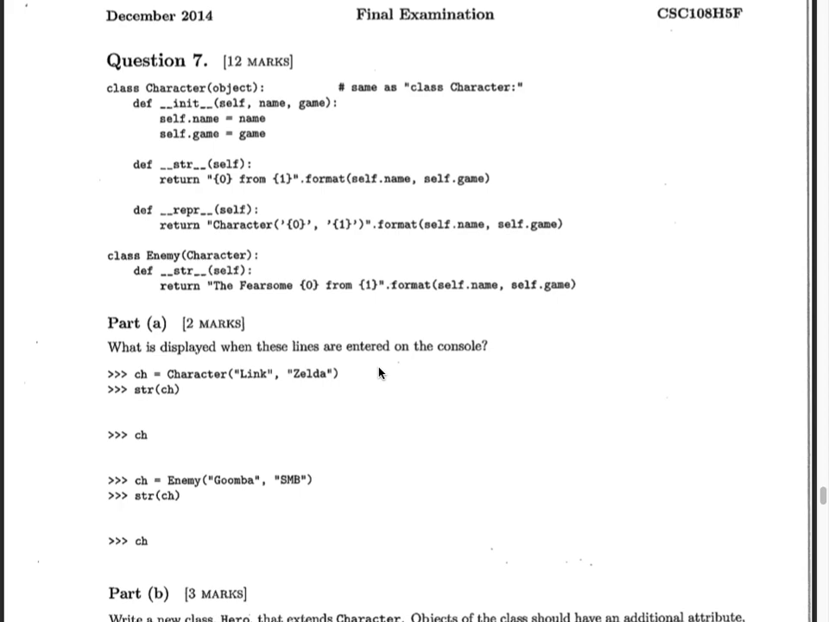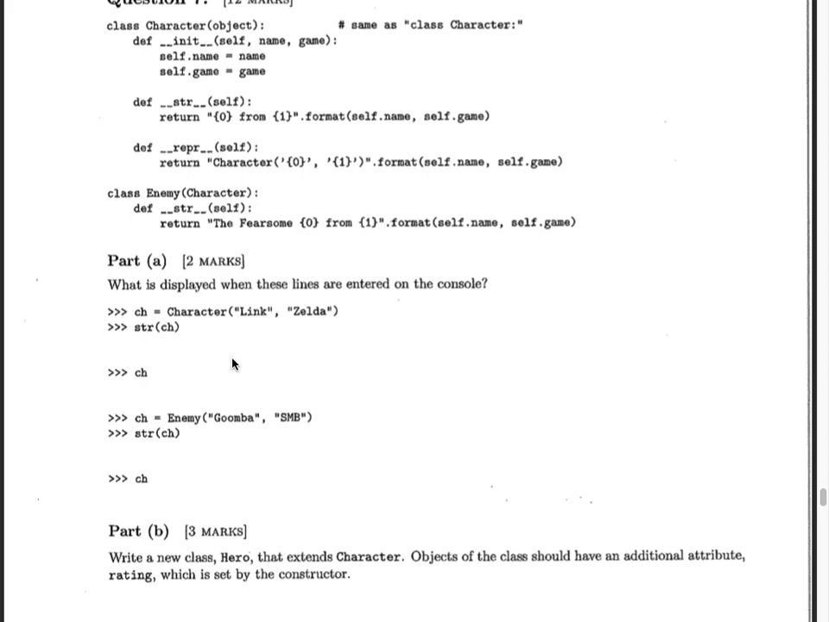Okay, so we have a character object. It initializes a name and a game. It has a string method, a representation method, and there's also another class for an enemy, which we'll deal with later. What is displayed when the lines are entered on the console? So I create a character called CH. It's a character called Link from the game Zelda. So what is the string representation of CH? We look here, it's a string, and it should return Link from Zelda. Yeah? If I type CH, what's going to print?